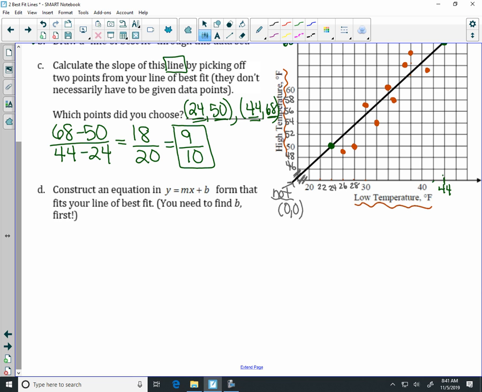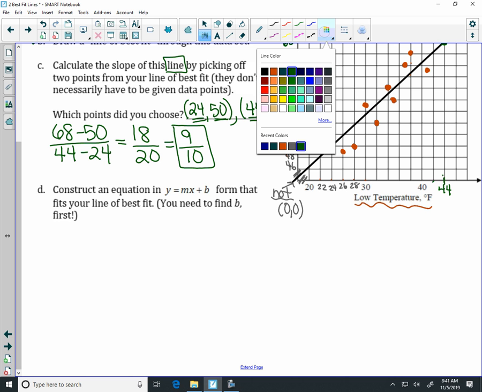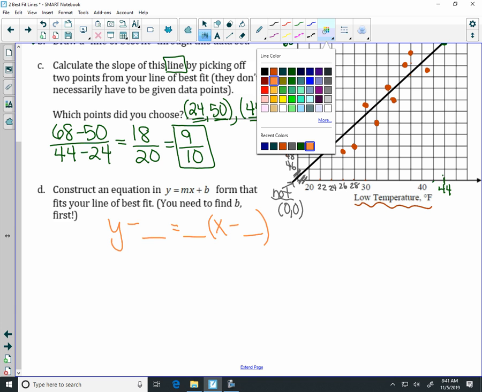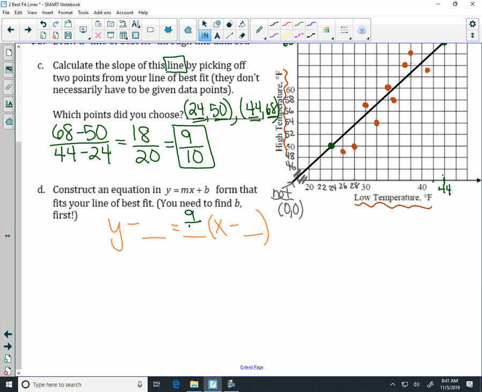Now, here is where we use that linear modeling situation that we dealt with in the last unit. Construct an equation in y equals mx plus b. So, y minus our y value, equals m times x minus our x value. I'm going to use the slope that we found, which is 9/10. I'm going to use 24, 50 just because it's the first one. So 24 is going to go by my x, and 50 is going to go by y.